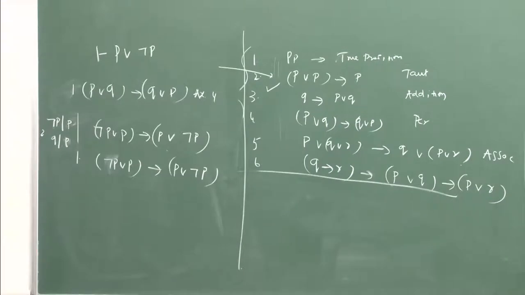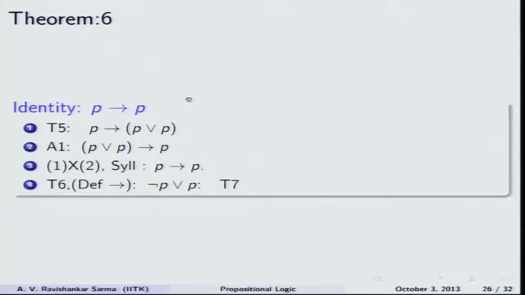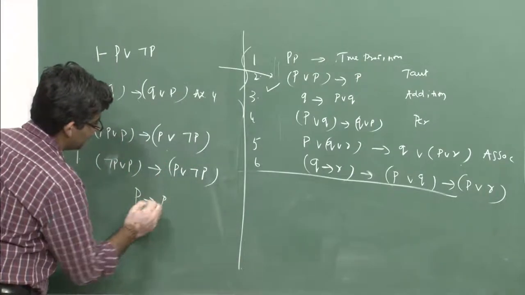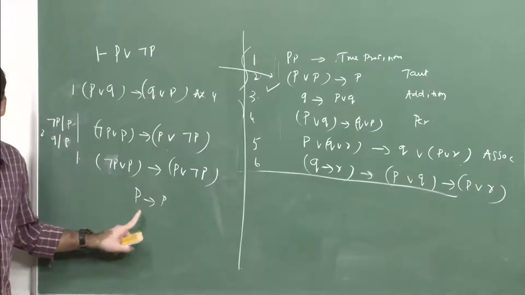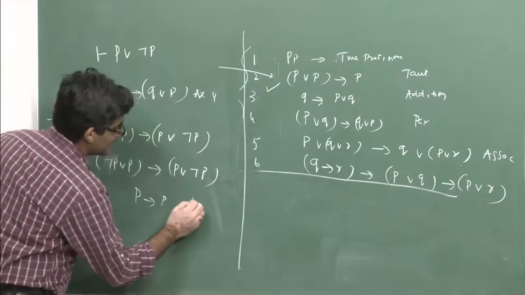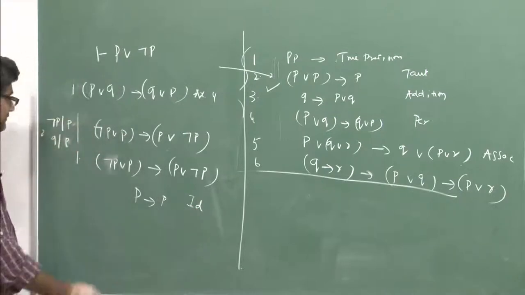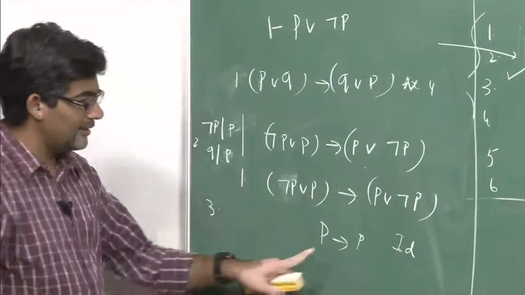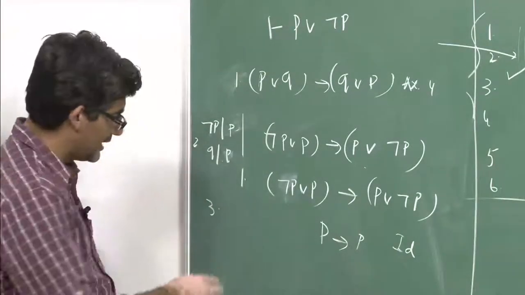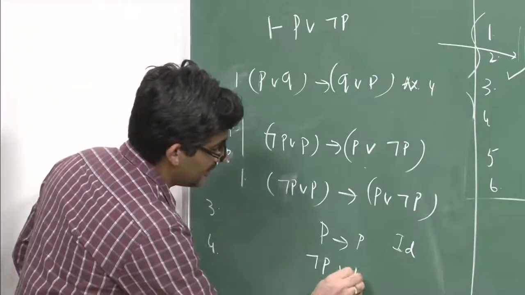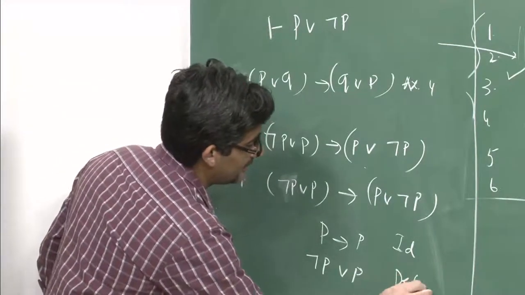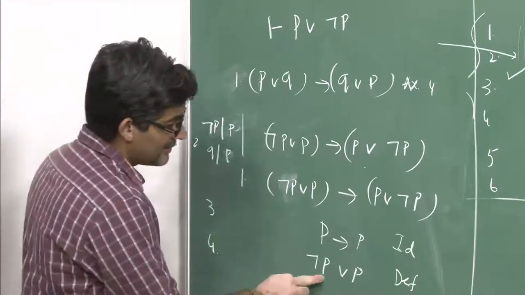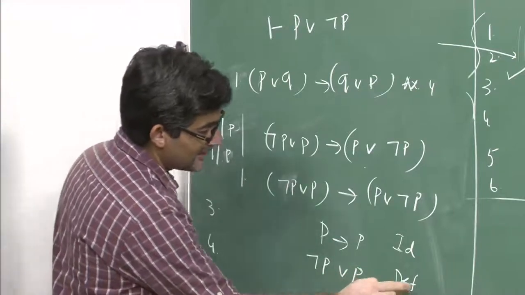So earlier we proved not P R. So earlier we have proved this particular kind of thing. Just now we have proved this particular kind of statement. So this is identity, so that is written as ID. So this is the third step. Now by definition P implies P can be written as not P R P by definition. So what is the definition? Definition of material implication. So now not P R P is the one which has come as an outcome.